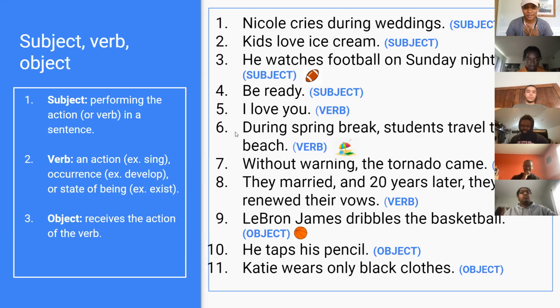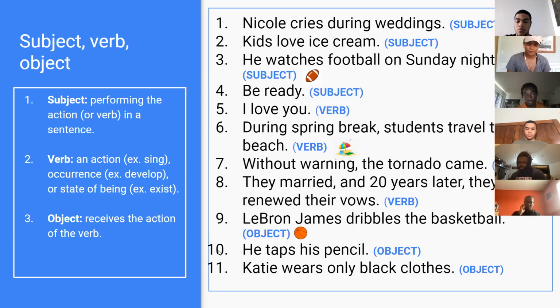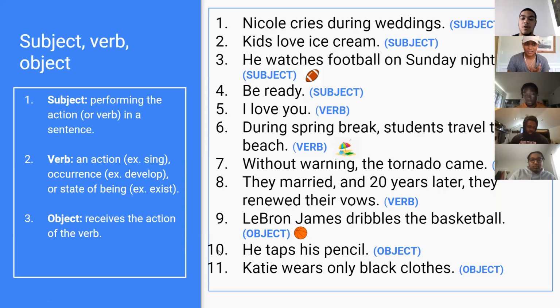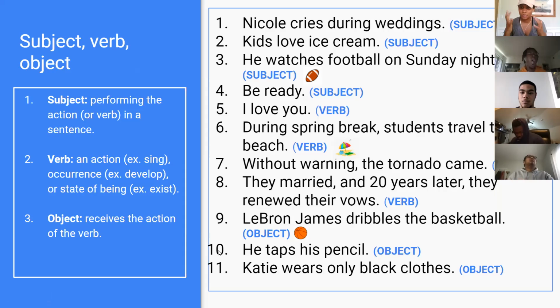So who wants to do number 6? During spring break, students travel to the beach. And tell me the verb. Go for it, Jonathan. The verb is travel. That's the action actually happening here. So during the spring break, let's take that out. The subject would be students. Students are doing the action of traveling. And where do they travel? They travel to the beach. That would be the object.